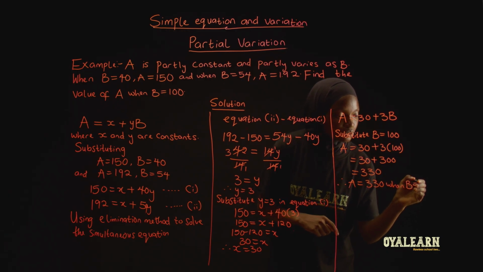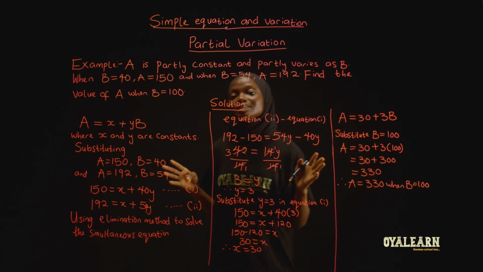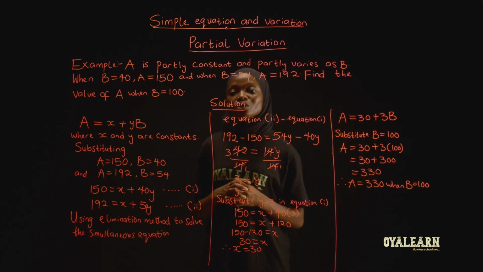when B equals 100. And this is how to solve the partial variation.